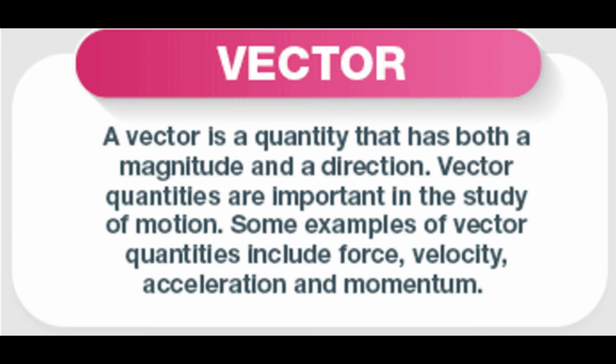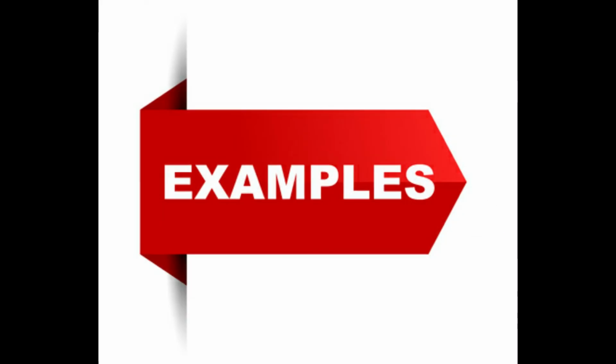Now we come to the second part of our episode, which is vectors. A vector is a quantity that has both magnitude and a direction in space. Vector is a measurement that refers to both the magnitude of the physical quantity as well as the direction. To make this concept clearer, let's look at some examples.